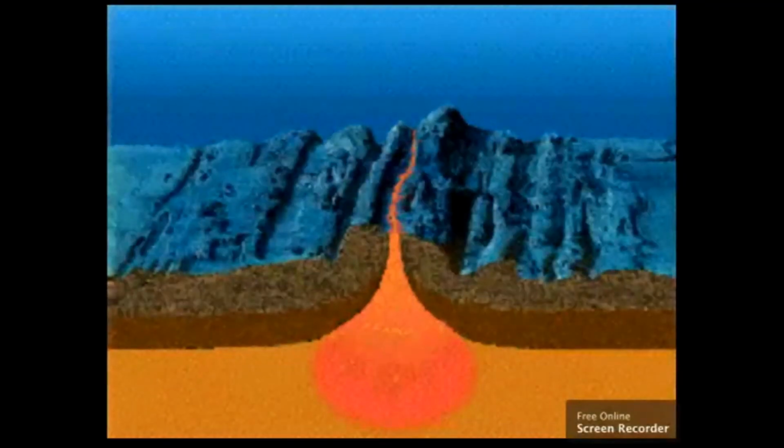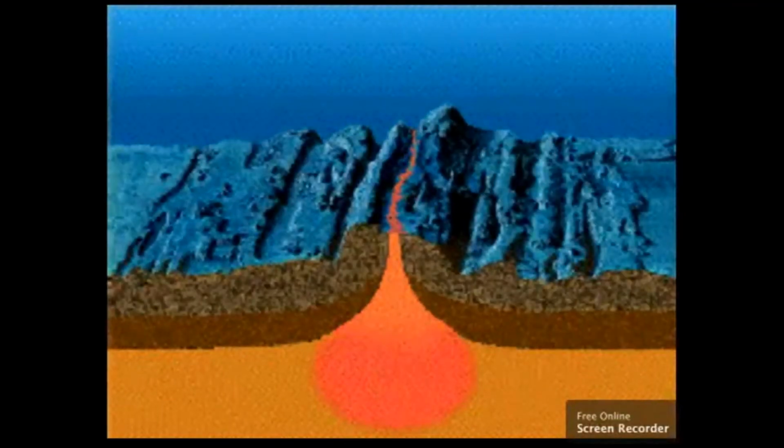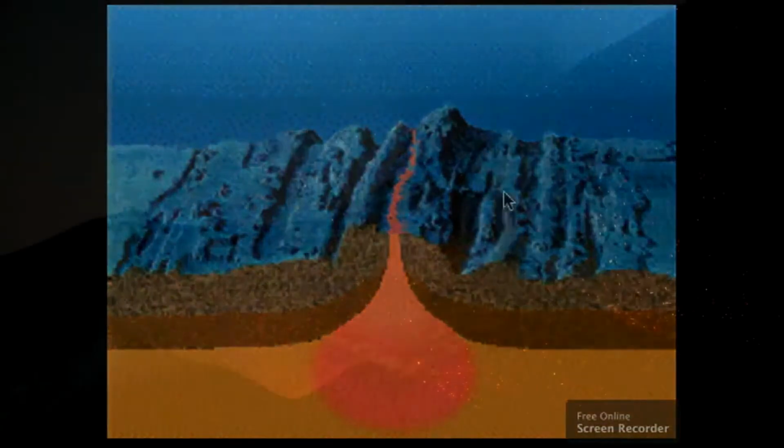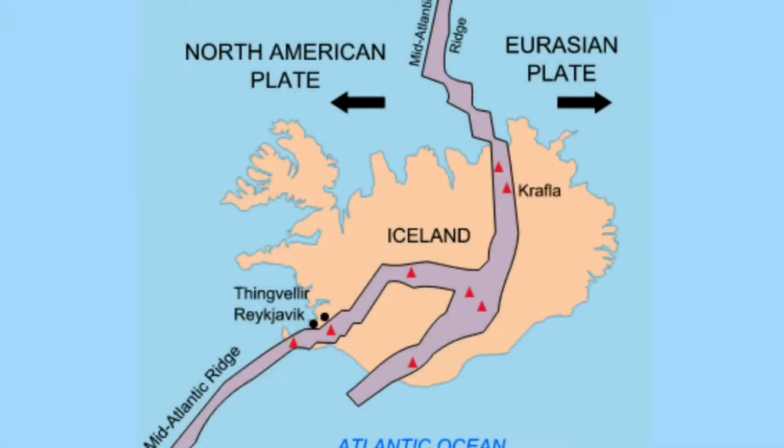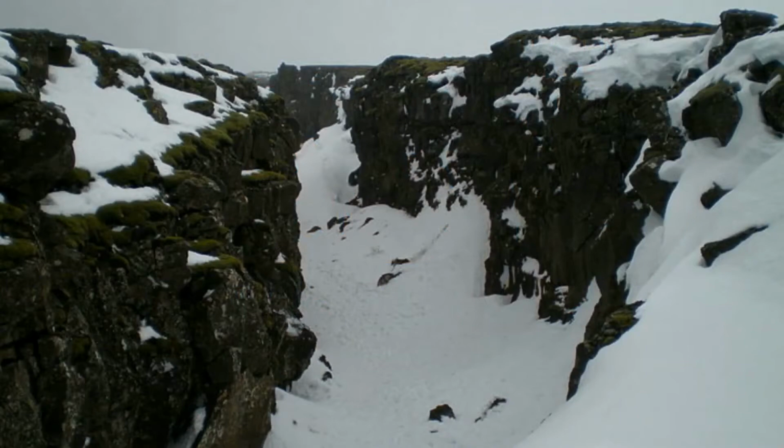Divergent boundaries are constructive boundaries because the rising magma creates new oceanic crust and lithosphere. The mid-ocean ridge runs right through Iceland. Here's what it looks like on land. Imagine this same formation underwater.